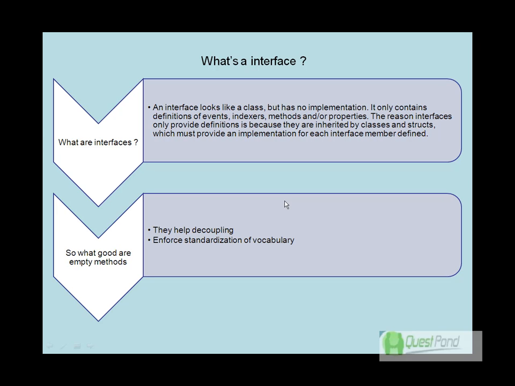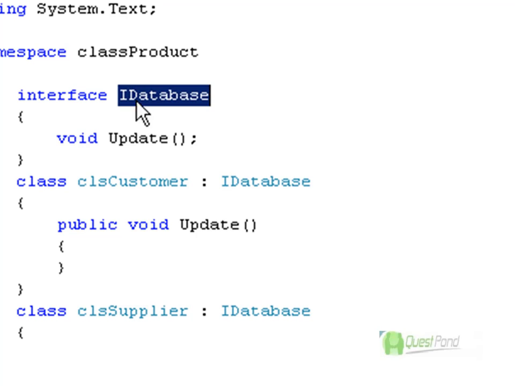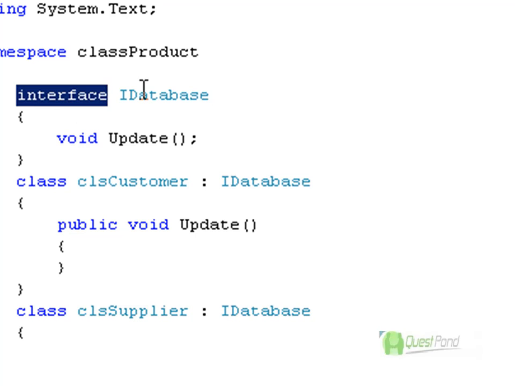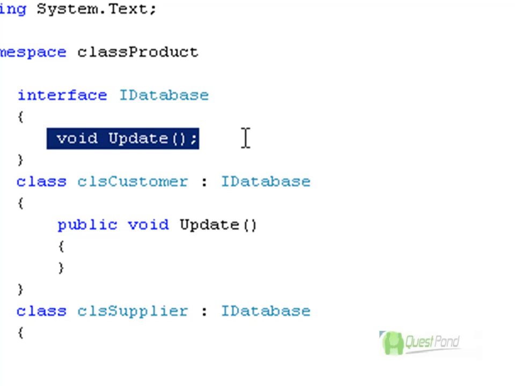So let's first try to define what an interface is. An interface is basically a class, but it has no implementation. In other words, it has empty events, methods, and properties. So here's an interface I've defined called iDatabase. In order to define an interface in C#, you need to use the interface keyword. So here's a simple interface I've defined called iDatabase, which has an empty method called update.